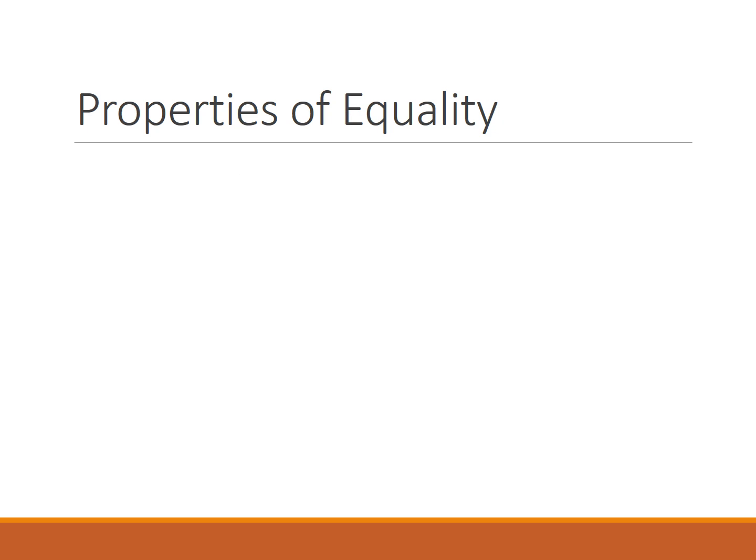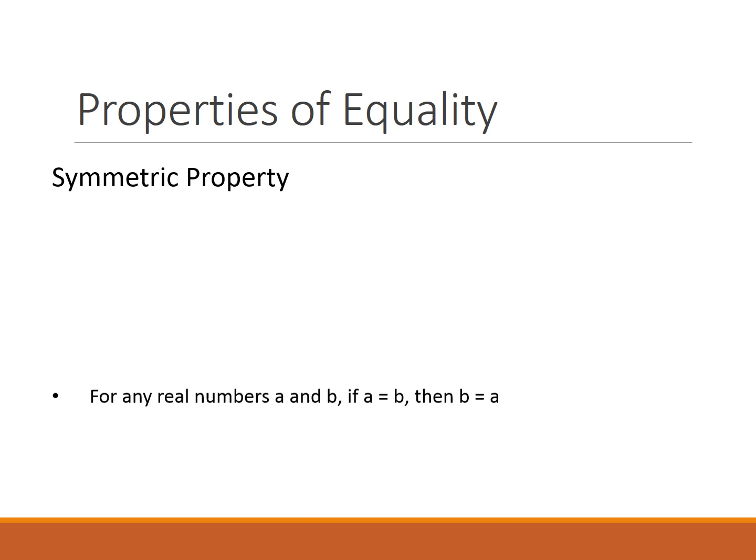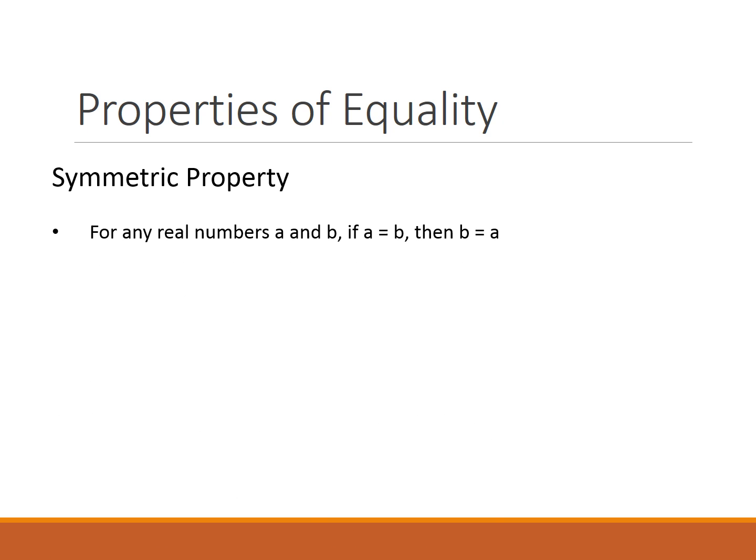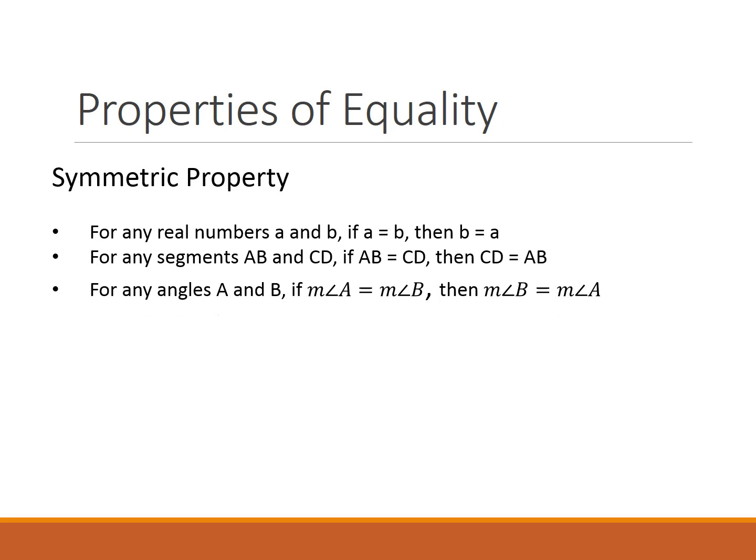The next property of equality, symmetric property. For our real numbers, if A equals B, then B equals A. Notice it's very similar to the converse. For segments, if AB equals CD, then CD equals AB. It just flipped. And for angles, if measurement angle A equals measurement angle B, then measurement angle B equals measurement angle A.